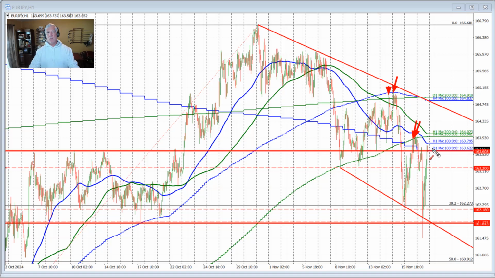And now we look at this high right here, and we wonder, well, are we going to run into resistance in this area through here? This area is now defined by a cluster of moving averages that include the 100-day moving average at 163.62, the 100-hour moving average at 163.79, the 200-bar moving average on the 4-hour chart at 163.98, and the 200-hour moving average at 164.02.